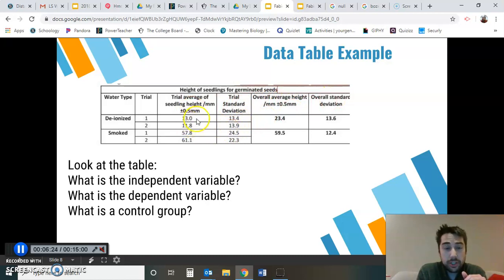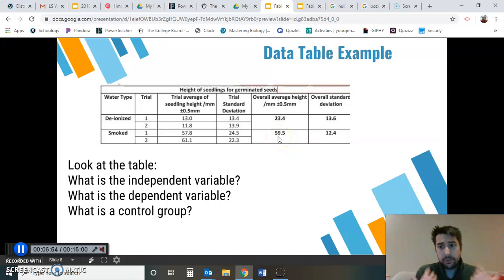Okay, so we're looking at these changes between our trials, right, with using deionized water versus whatever smoked water is, okay, and trying to make a claim. Did that affect our overall height, right? Well, it looks like it did, right? Because when we think about our deionized water, the average overall height was 23.4. But when we smoked this water, we have an average height of 59.5.